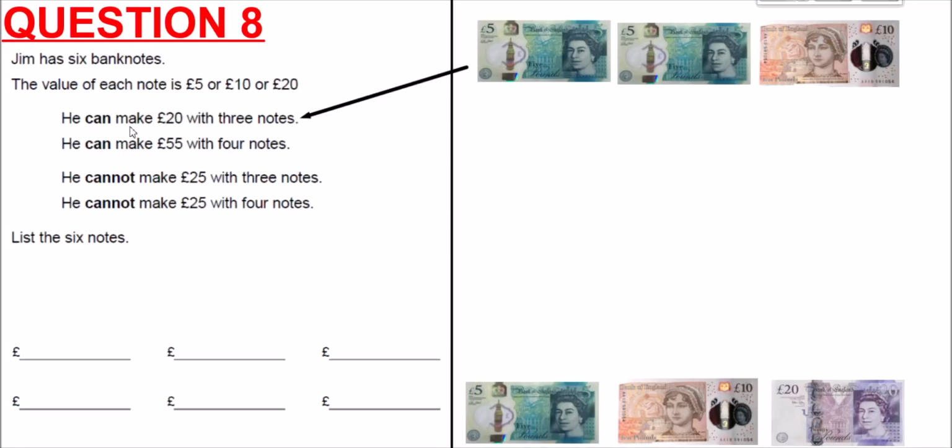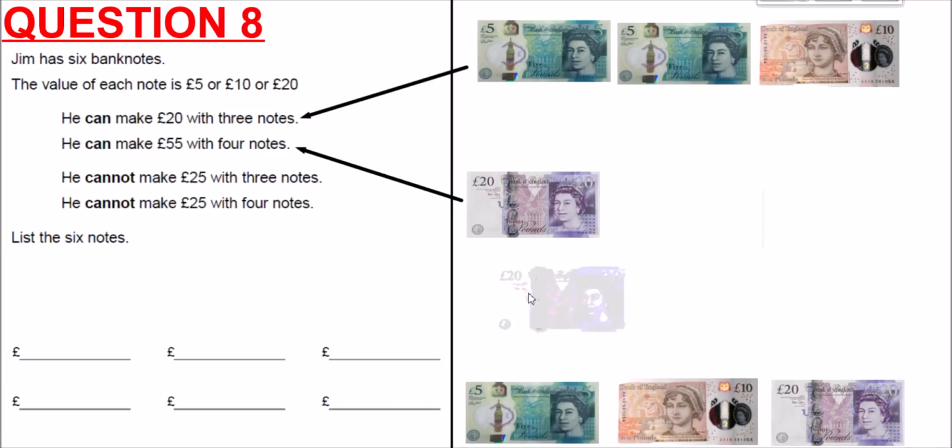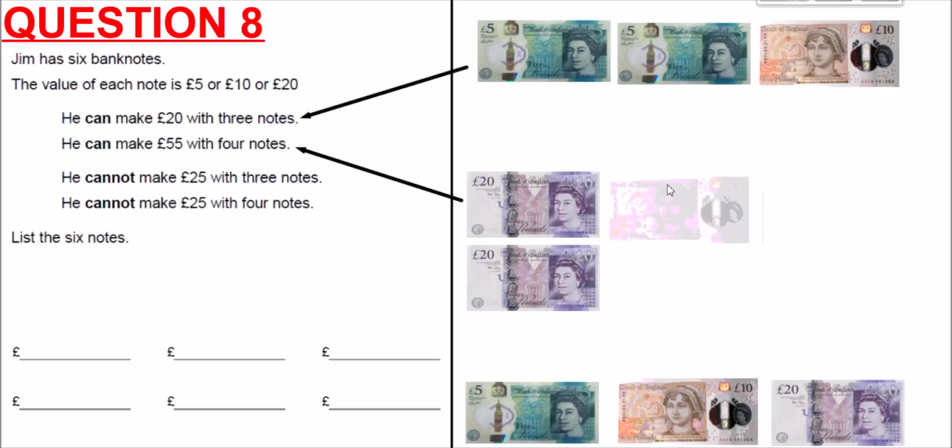The second thing it says is you can make £55 with 4 notes. And again, if you think about this one, there's only one way you should be able to think of that can happen. The only way this one can happen is if 2 of the notes are £20, 1 note is a £5 note, and the other is a £10 note.